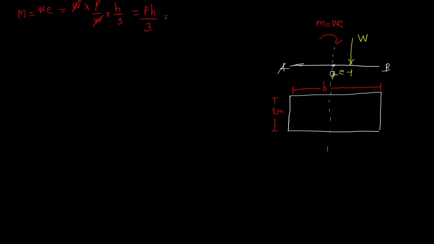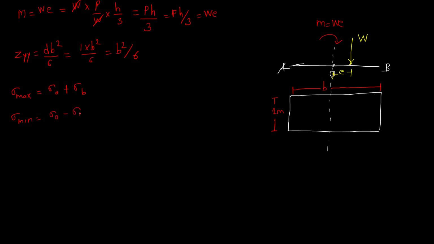So this M is equal to PH by 3 or W into E. Both are correct. Now second, what is Z_YY? Z_YY is equal to D B square by 6. General formula D B square by 6. But the value of D is 1 and B is as it is, so it will be equal to B square by 6. Now we will calculate sigma max. It is equal to sigma naught plus sigma B, and sigma minimum is equal to sigma naught minus sigma B.